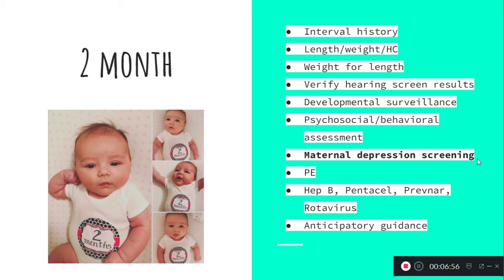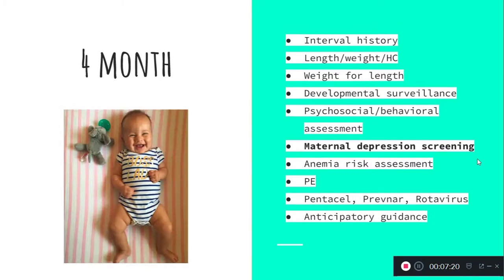So at 2 months, this is Jane. Jane lives in Virginia. Now we're going to get our history, our measurements, again, hearing screen results. We'll be doing our surveillance that we're doing at every visit, our social and behavioral assessments. Again, we'll want to do another maternal depression screening, our physical exam, vaccines, and then our anticipatory guidance.